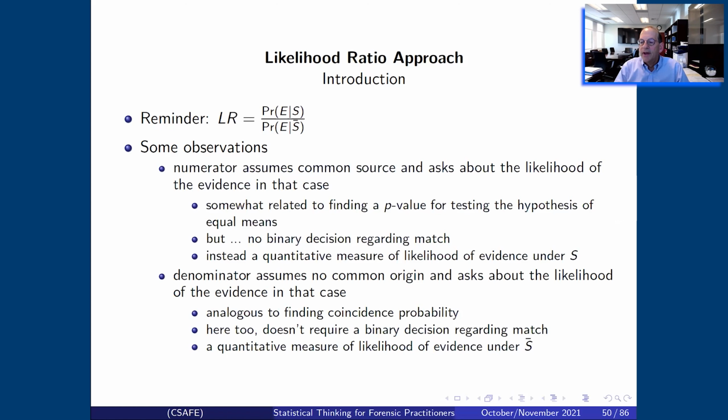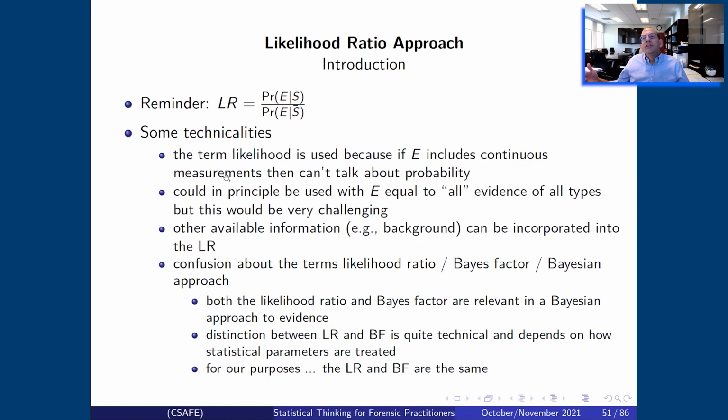So that's the numerator. The denominator is the likelihood of seeing evidence by coincidence. So it's just like stage 2 of the 2-stage procedure. We are trying to figure out what's the probability that we would see evidence like this by coincidence. And here too, it's not a binary match. It's just saying, what's the probability we'd see similar evidence in a different source comparison?